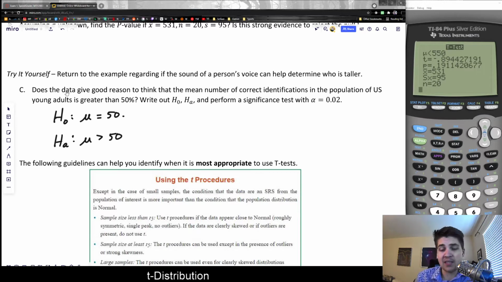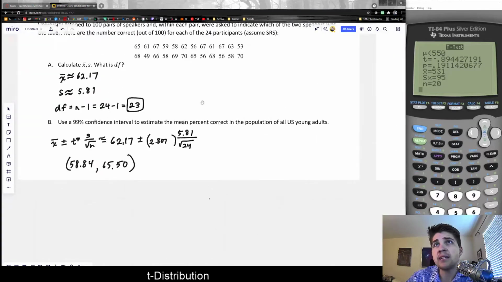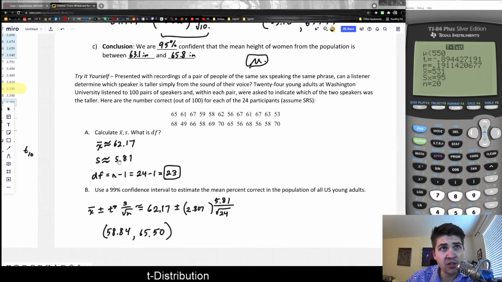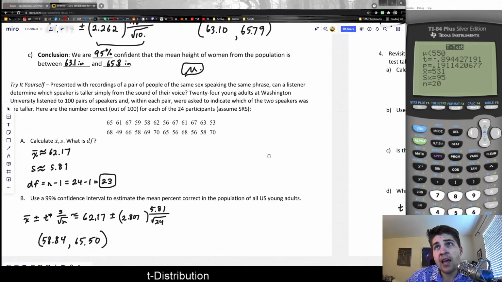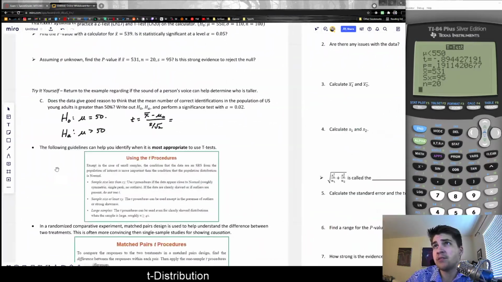And if we were to perform a significance test, again, we could do all this math by hand. Our statistic would be x-bar minus mu naught divided by s over root n. Using all the data we used previously, we used our calculator to obtain the sample mean and the sample standard deviation. We got 62.17 and 5.81. So 62.17.